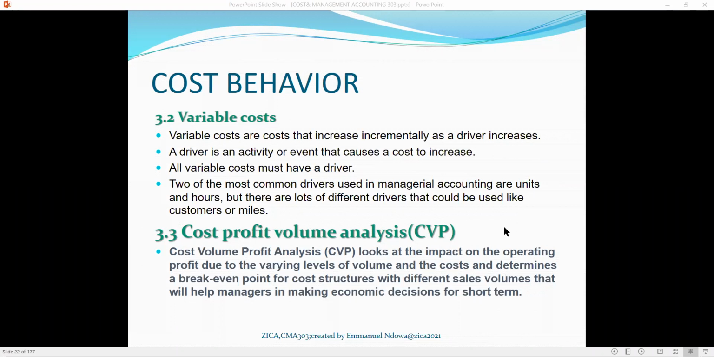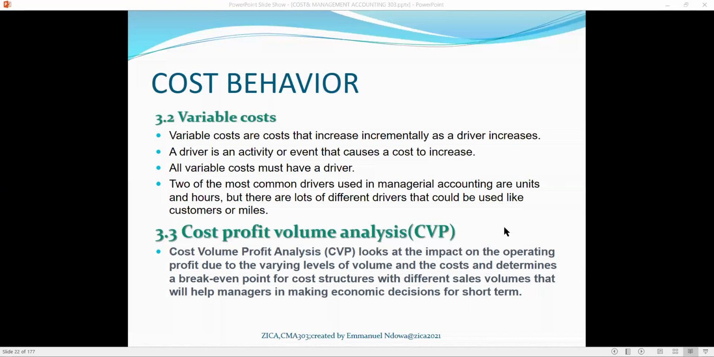The essence of that profit volume analysis is that the management will want to see at which level we can break even, at which level we can have so many profits, and at which level we are going to have losses. So management is interested in that profit volume analysis so that they can see the impact of different levels.